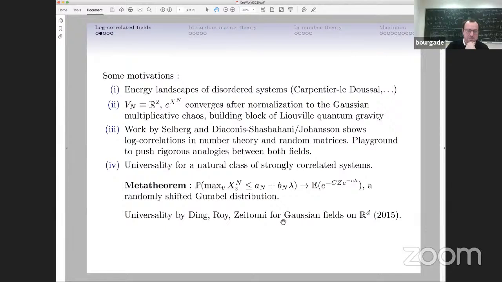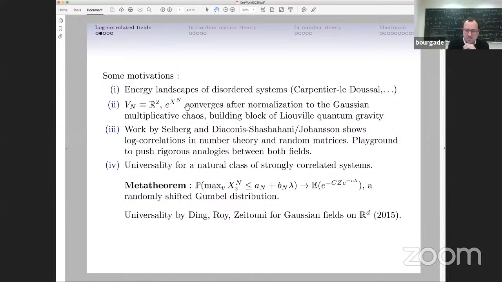So some motivations for these fields. There has been a lot of motivation stemming from a paper in the early 2000s, I think, by Carpentier and Le Doussal, who argue that there are many common features for all energy landscapes of disordered systems which exhibit this log correlation structure. Another motivation is in the specific case when V is R^d, but more specifically R^2, if you renormalize properly the exponential of the log correlated field, you end up with a so-called Gaussian multiplicative chaos, which has been shown by many, for example Vargas and Rhodes and many others, to be the building block of a rigorous theory of quantum gravity.